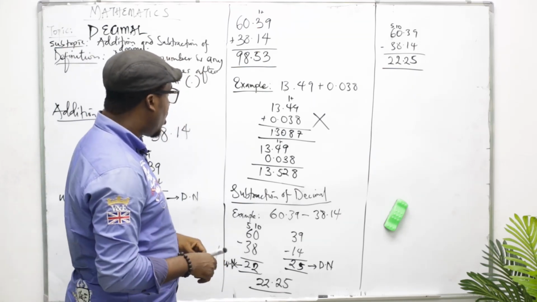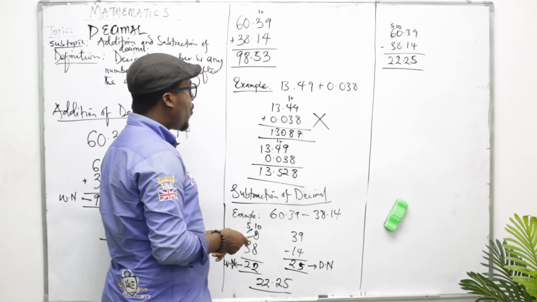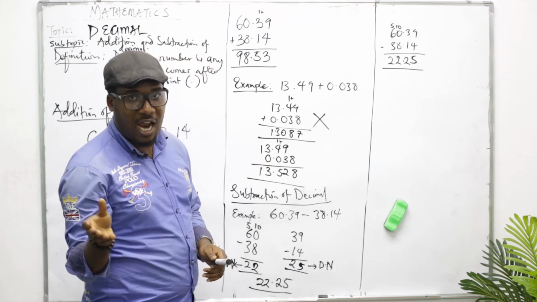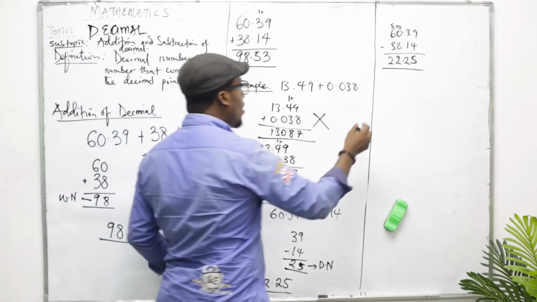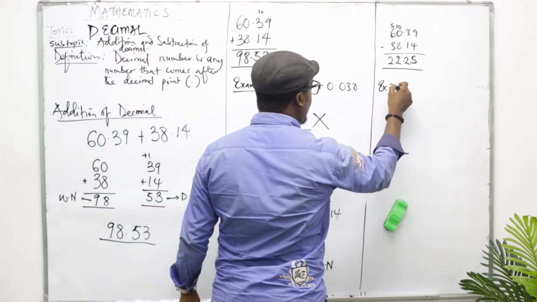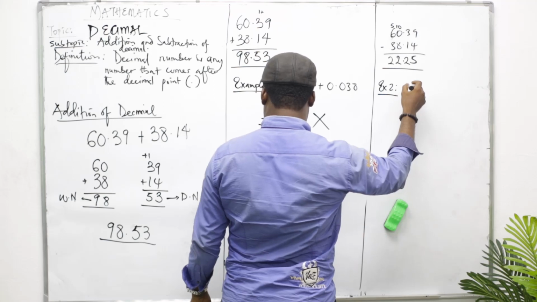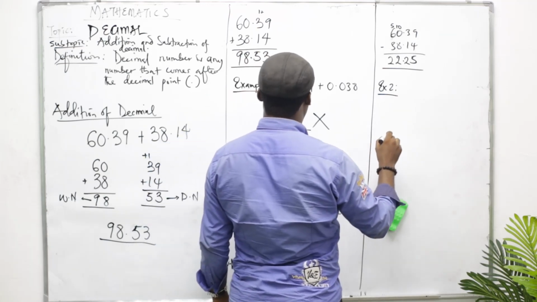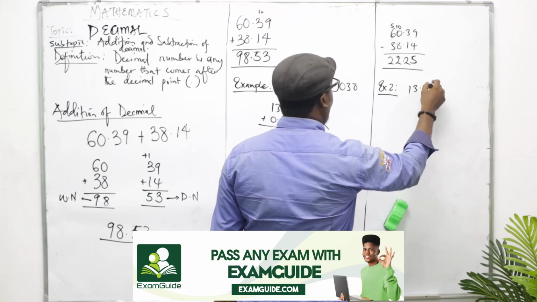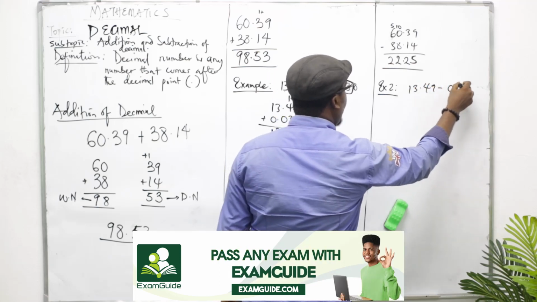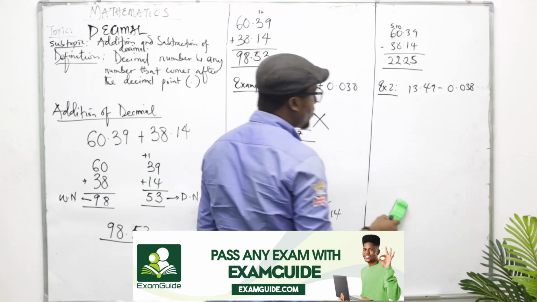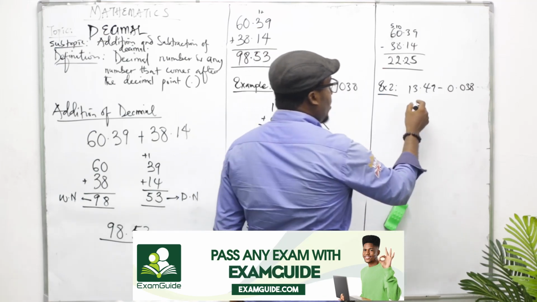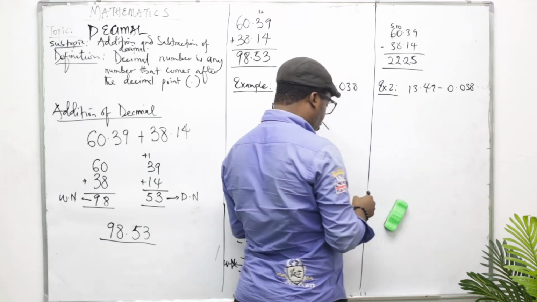Now let's see the second example I used there, with multiple numbers after the decimal point. Let's say we have example 2: 13.49 minus 0.038. Now you want to place it correctly.